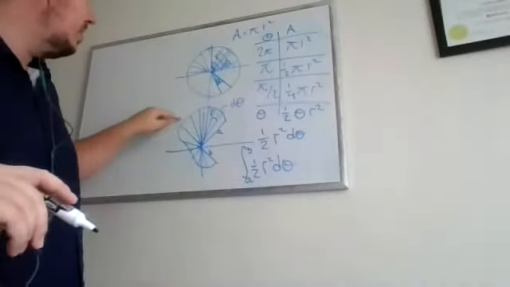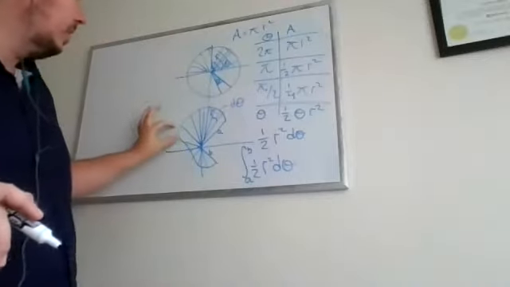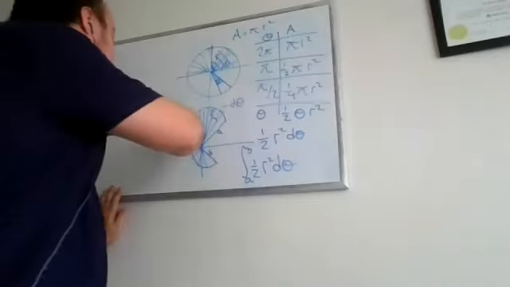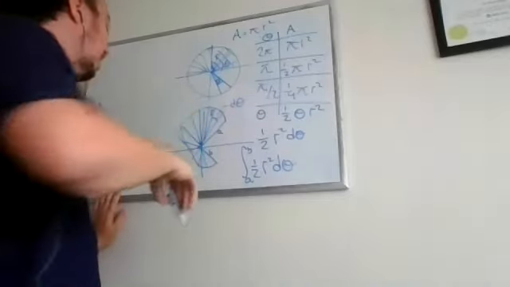And of course, all these curves don't have to be circles. This pretty clearly isn't a circle right there. The actual sector of a circle would look more like that.